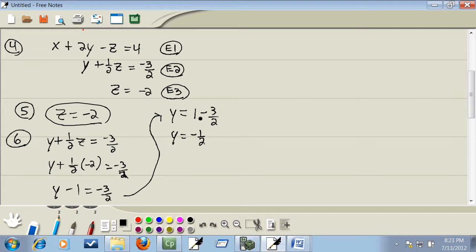This is a mixed number. I take the 1 times the 2, which gives us 2, and add the negative 3, and that gives us our negative 1. The denominator stays the same.